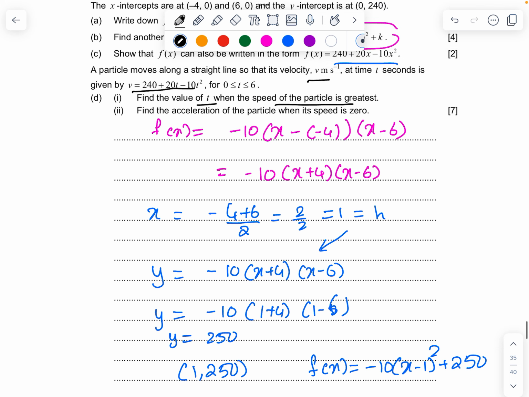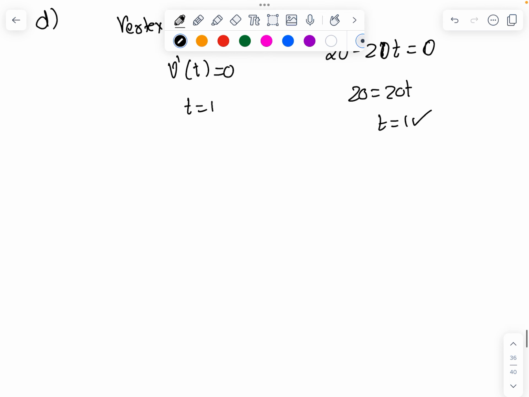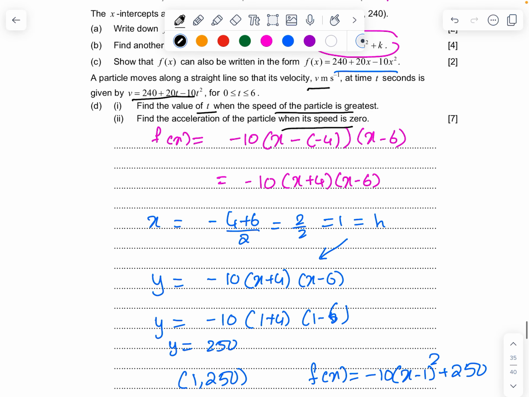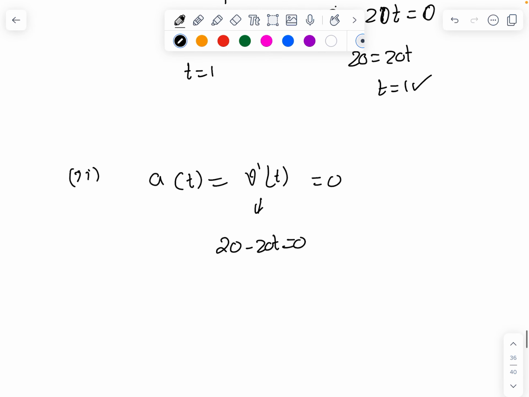Next part, find the acceleration of the particle when the velocity is 0. For this part, acceleration is nothing but v prime t. The acceleration is 20 minus 20t. Now what is being asked? When the speed is 0, not when acceleration is 0. The speed should be 0. So acceleration is this one, and now the speed should be 0.